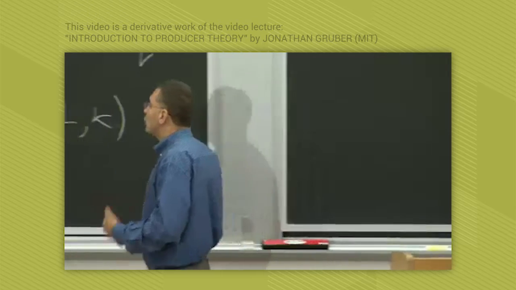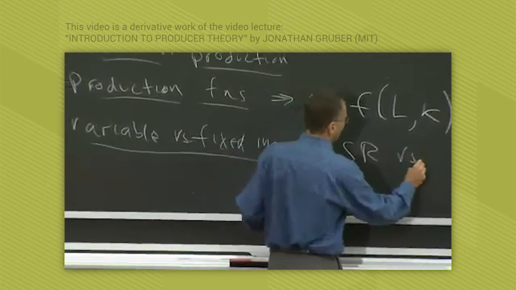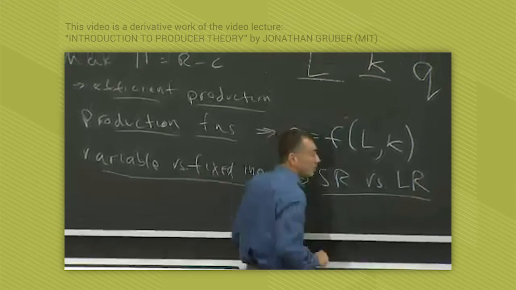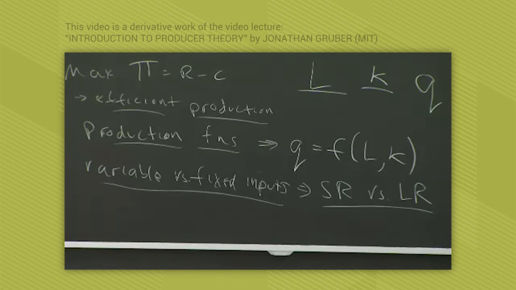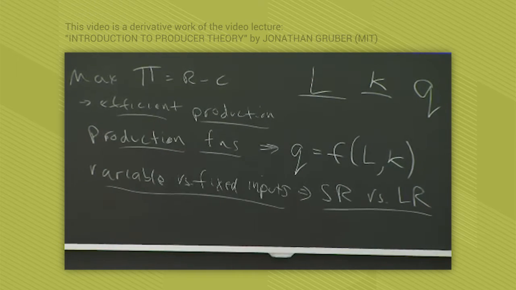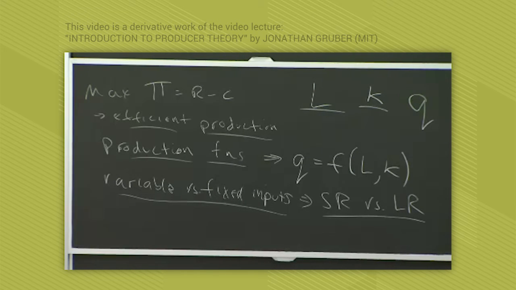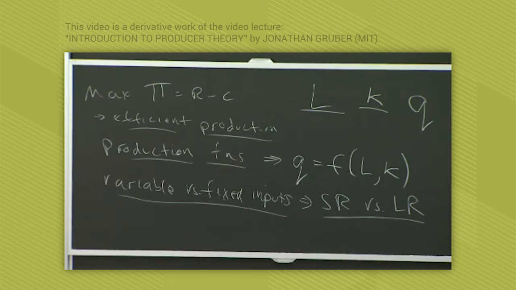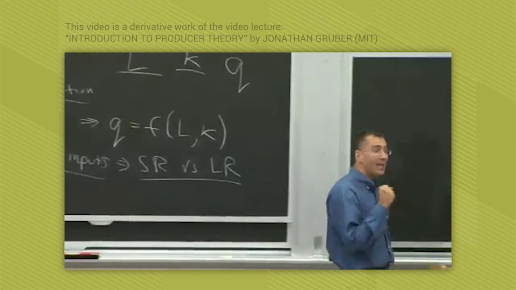And this will lead to a critical distinction for production theory, which is the short run versus the long run. The long run is the period over which all inputs are variable. The short run is a period over which some inputs are fixed. Let me say it again, it's very important. The short run is the period over which some inputs are fixed. The long run is the period over which all inputs are variable.